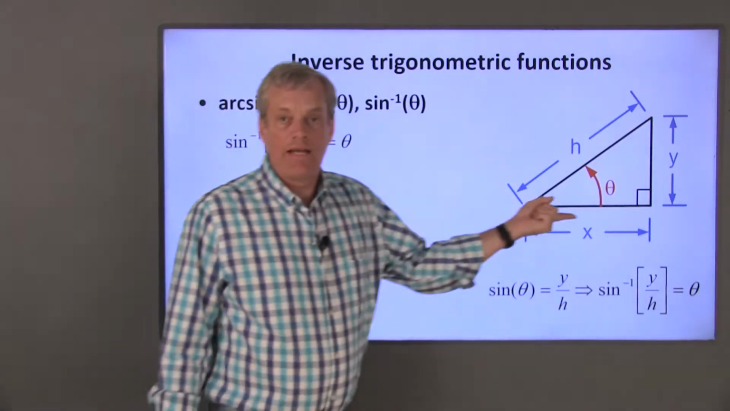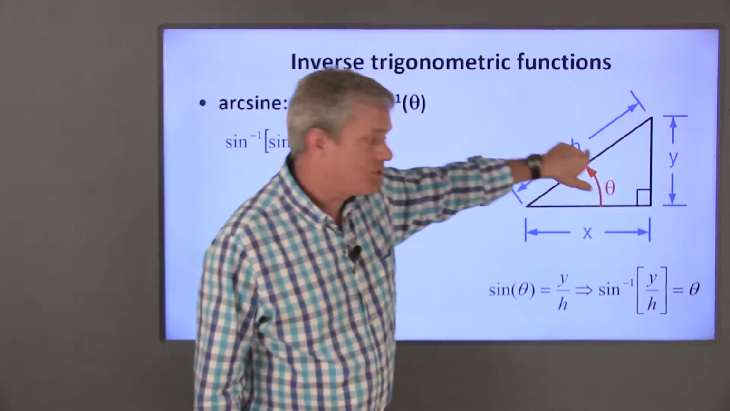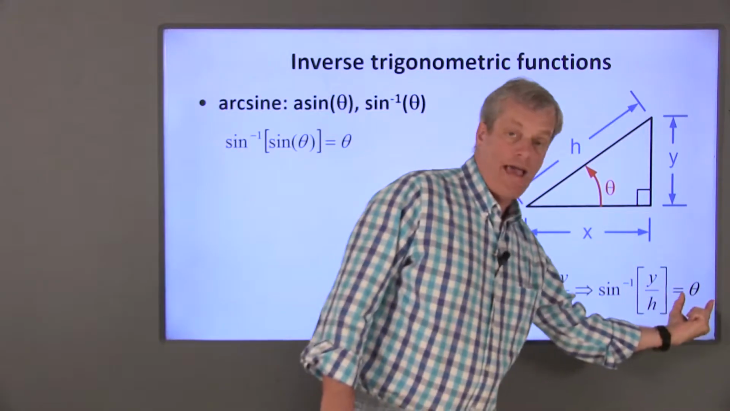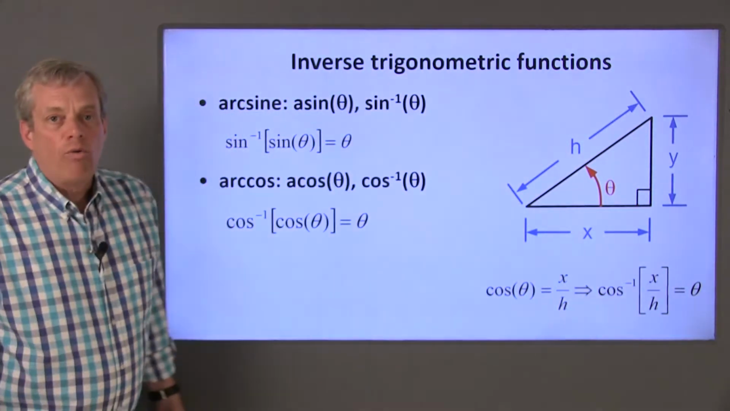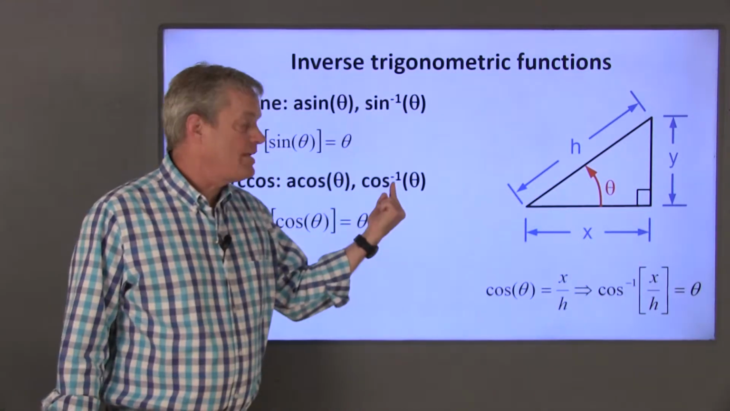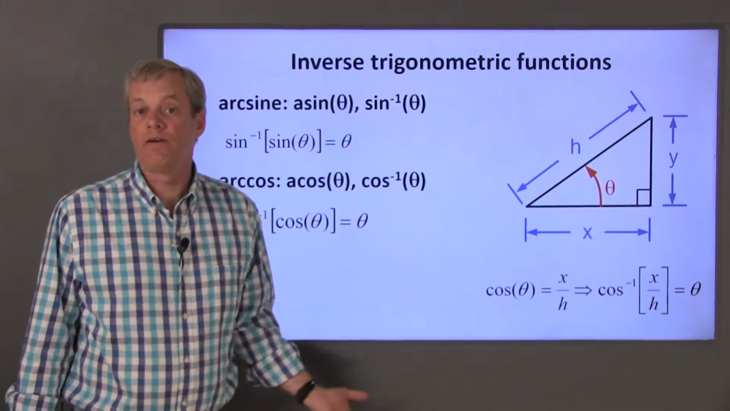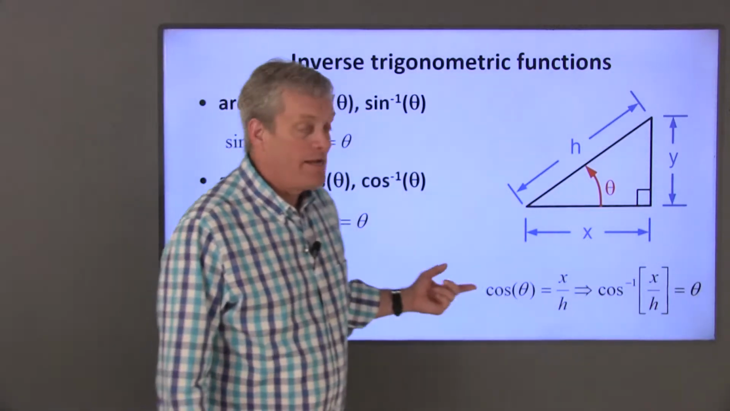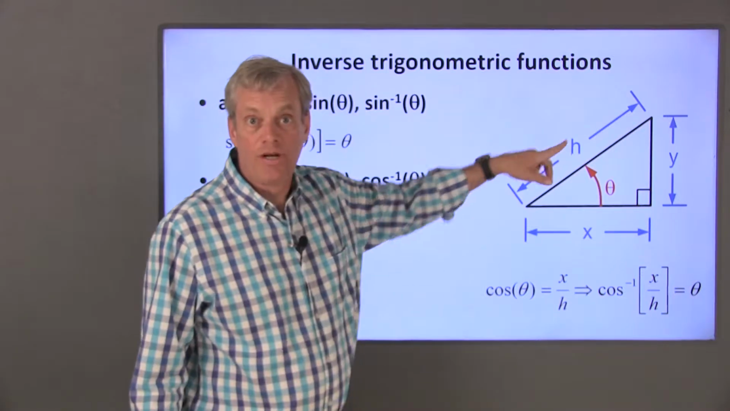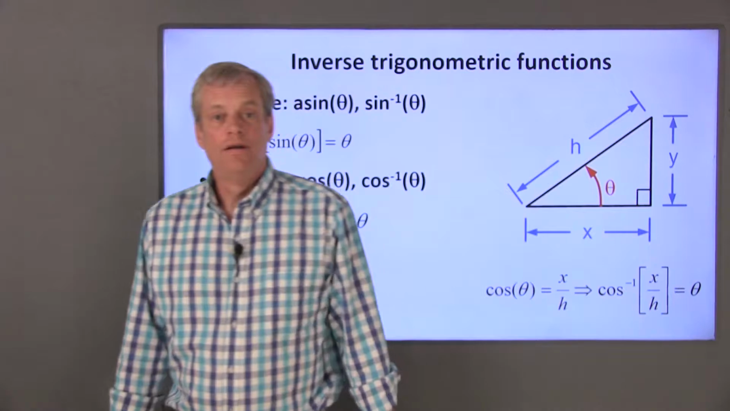In terms of the sides of a right triangle, the sine of theta is equal to y divided by h. The inverse sine of y divided by h, then, is the angle theta. Likewise, the arccosine is abbreviated as either a-cos or cos inverse. If you take the inverse cosine of the cosine of theta, you get the angle theta back. In terms of the sides of a right triangle, the cosine of theta is x divided by h, so the inverse cosine of x divided by h is the angle theta.